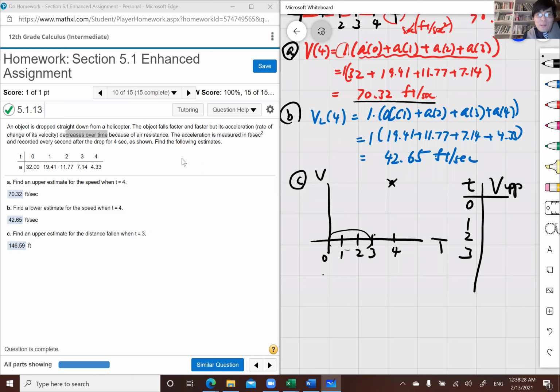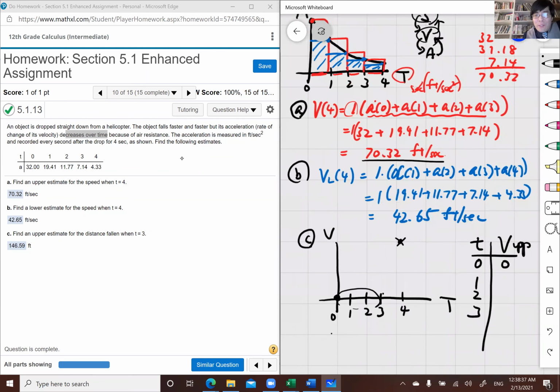At the beginning, the velocity is assumed to be 0. At time 1, we just have one rectangle here, just between time 0 and 1, so it's going to be 32. At time 2, you want these two red rectangles, so you integrate the acceleration over the interval 0 through 2, so it's going to be 51.41. And at time 3, you add this one, 3 rectangles, so it's going to be 63.18.